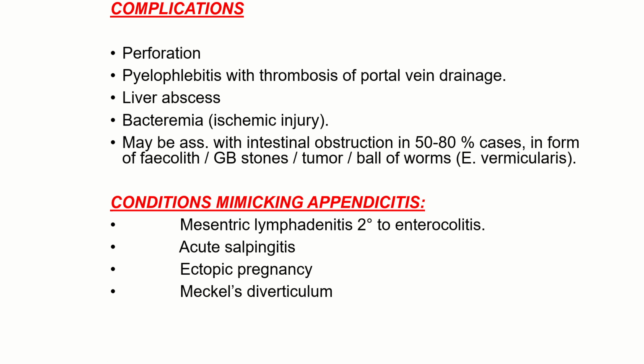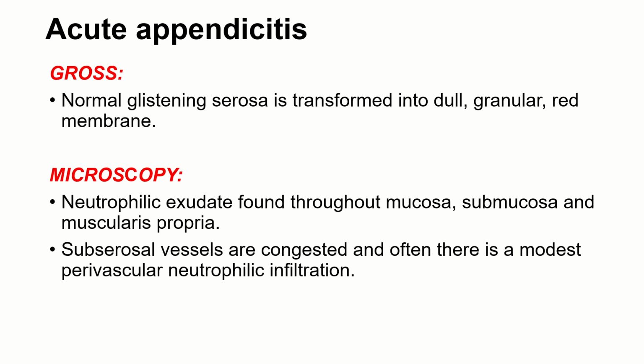Now, what complications could occur? There could be perforation, pylephlebitis, it can lead to liver abscess, bacteremia, and sometimes it may be associated with intestinal obstruction. Now, what are the conditions mimicking appendicitis? If the patient is presenting with abdominal pain, periumbilical pain or right iliac fossa pain, what other differentials should you have in mind? First is mesenteric lymphadenitis, then Meckel's diverticulum, and in a female patient always think of acute salpingitis and ectopic pregnancy.